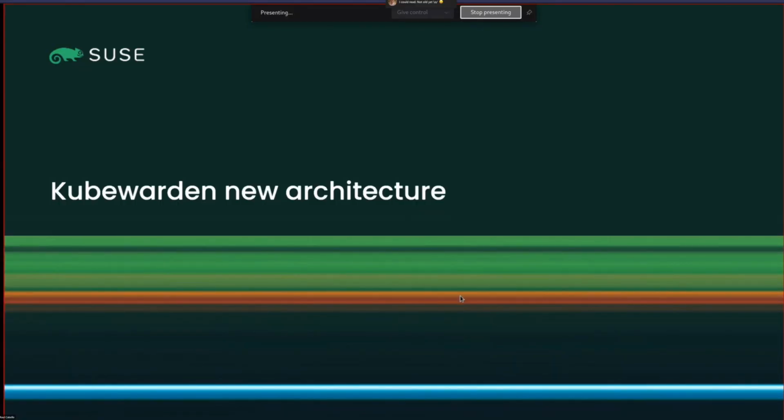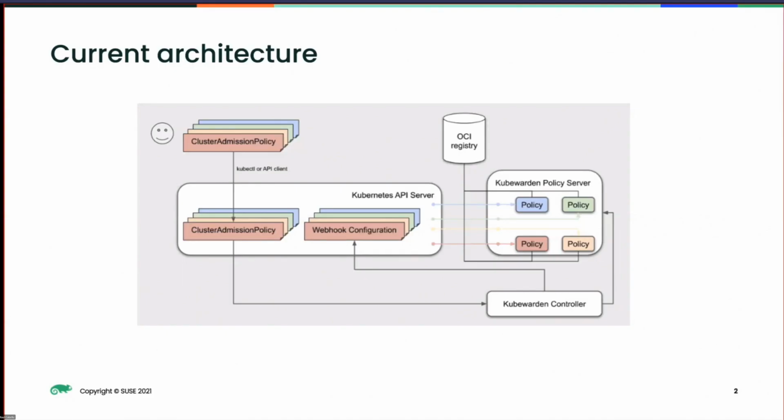I will speak about the new architecture, but let's start with the current architecture. So I will explain what we currently have, and then we will see what we wanted to improve. I will show you the new architecture. So this is what we currently have.